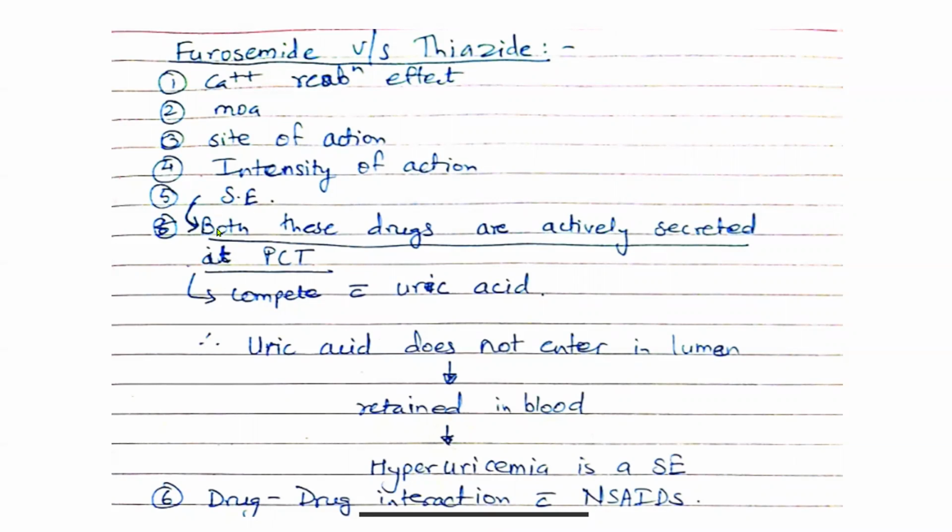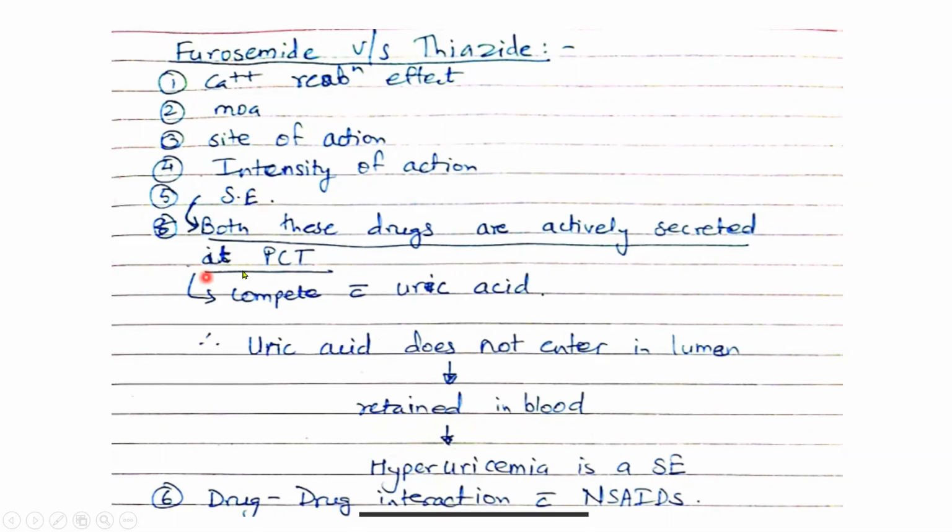Now about the side effects. All of us know now furosemide has a side effect, that is osteoporosis. Why? Because it is calcium wasting, so it leads to calcium depletion from the body. So it can lead to osteoporosis. Both of these drugs show hyperuricemia as a side effect, that is an increased amount of uric acid in blood.